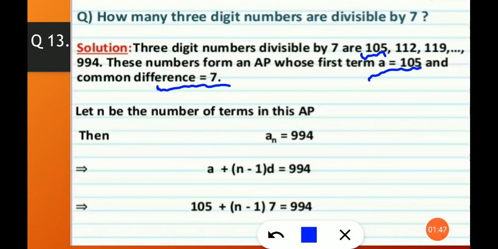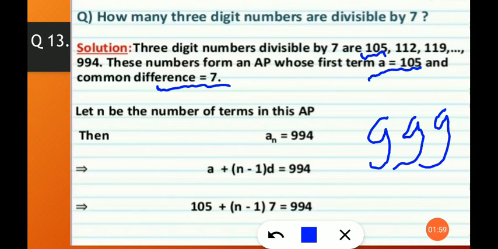They are asking how many three digit numbers. So what is the largest three digit number? 999. Is it divisible by 7? No. Then which number less than 999 is divisible by 7? Yes, 994. So our an will be 994.